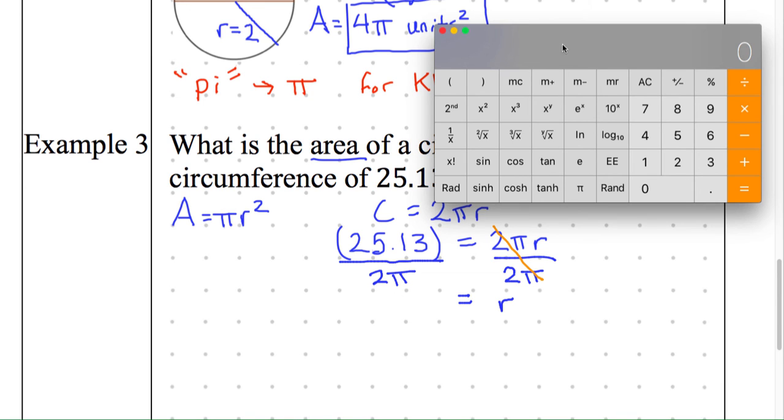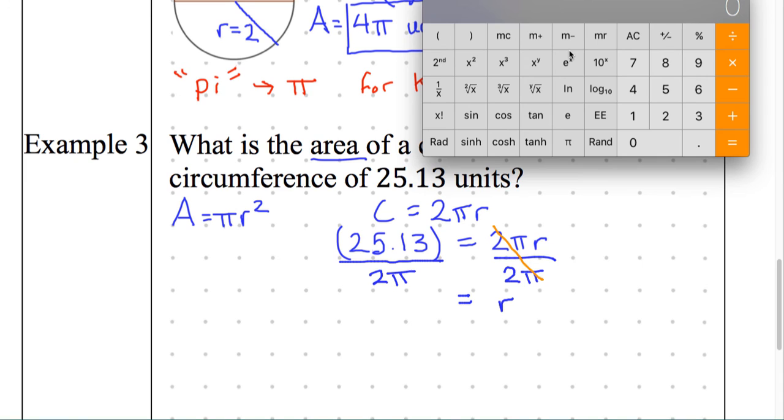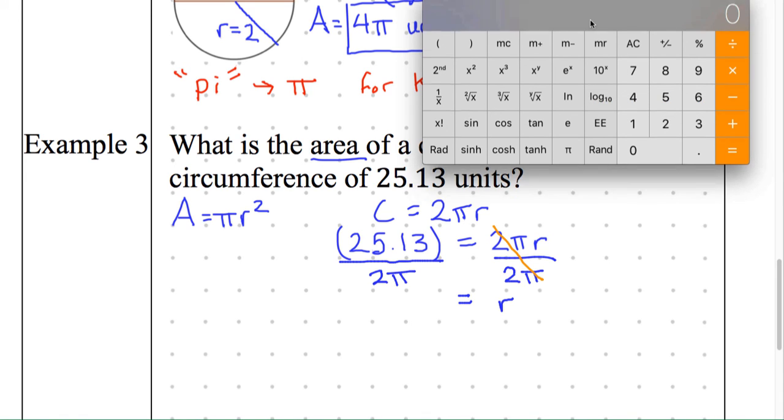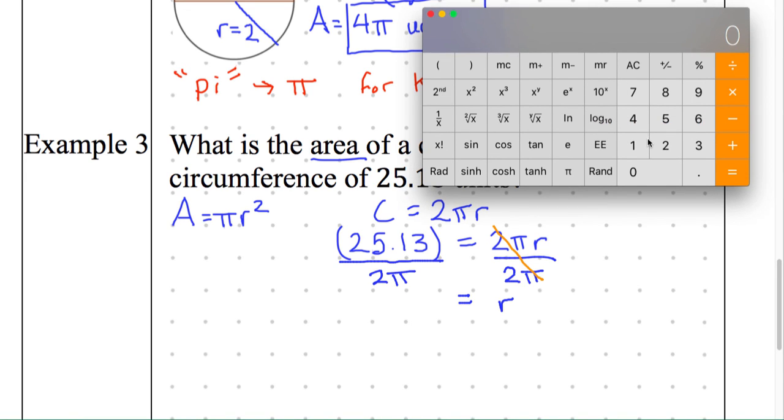So I come back to my calculator. This is how you enter it on your calculator. I'm going to enter 25.13 divided by, I can actually do this in 2 different ways. I think this is going to be the easiest step. Divide by 2, divide by pi, equals 3.999. I'm going to round this to 4, but if you want to keep it exact on your calculator, you can. So I'm going to say the radius is approximately equal to 4.